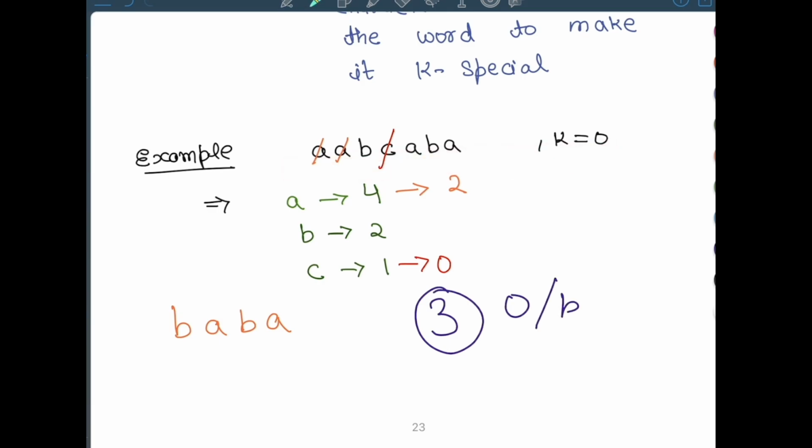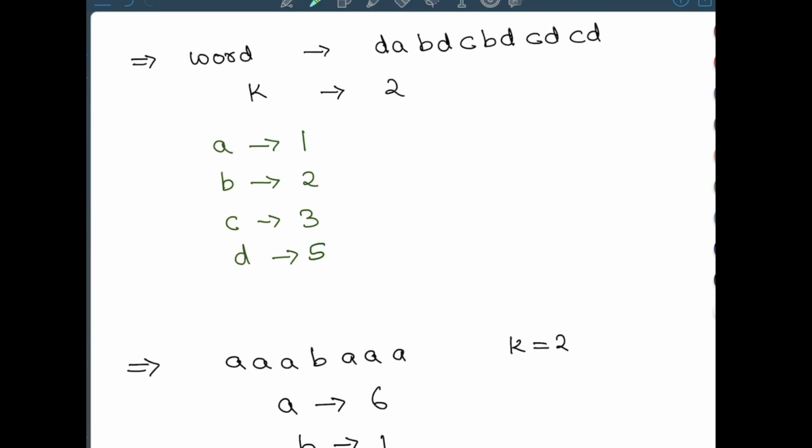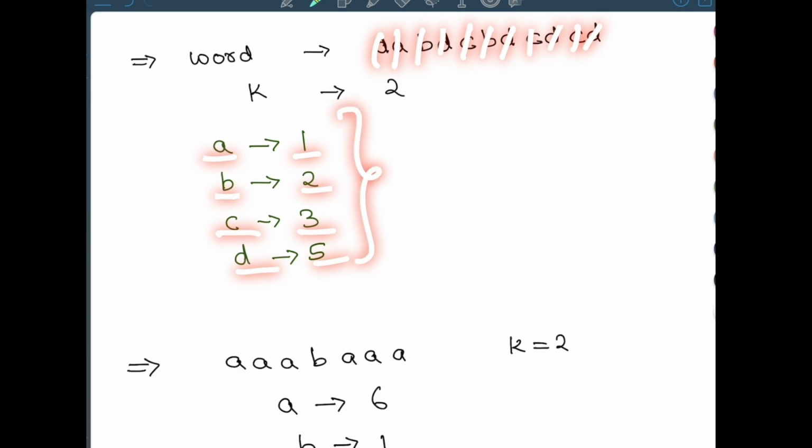Now let's try to understand it more with some more examples. If the word is DA, BD, BD, CD, CD and the value of k is 2, now we have a leverage to make this word k special. We have a leverage that the value of k is 2 and not 0. So the absolute difference of the frequencies of any two characters can be up to 2. Right now the frequency of A is 1, B is 2, C is 3, and D is 5. So these are the initial frequencies.